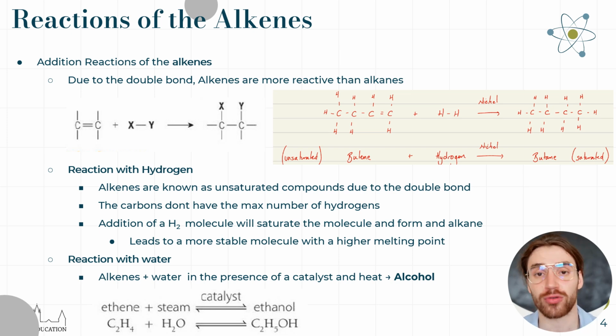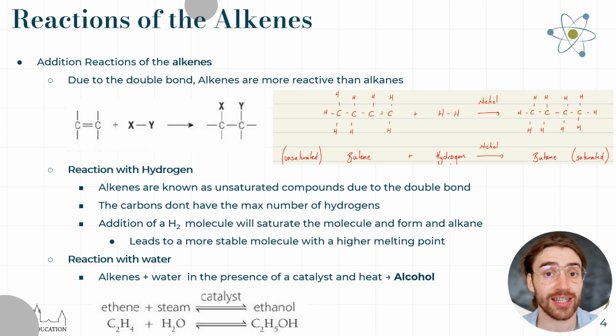So a simple reaction with hydrogen is going to saturate that hydrocarbon skeleton with hydrogens and therefore turn it from an alkene into an alkane. But notice that the number of carbons does not change. It is just that the double bond is breaking and therefore leaving it open to 2 more hydrogens saturating the molecule. We can also have a reaction with water in the presence of a catalyst and heat.